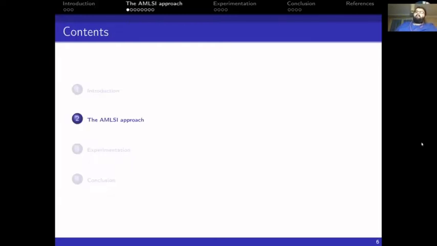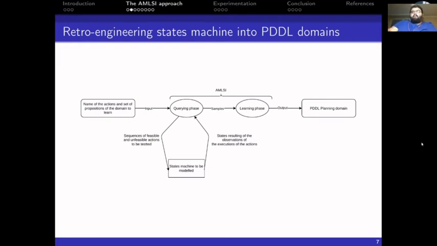Now I will present our approach, AMLSI. The key idea of AMLSI is that real-world systems are implicitly based on state machines, and we can query the state machine and retro-engineer it into PDDL domains. So the AMLSI approach takes as input the set of actions and propositions of the real-world system and returns an accurate PDDL domain. AMLSI is divided into two phases, a querying phase and a learning phase.